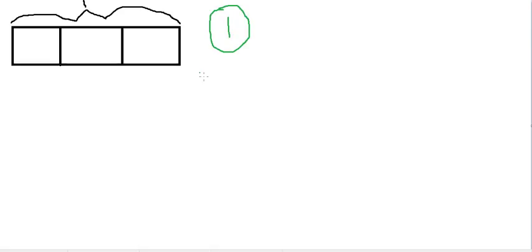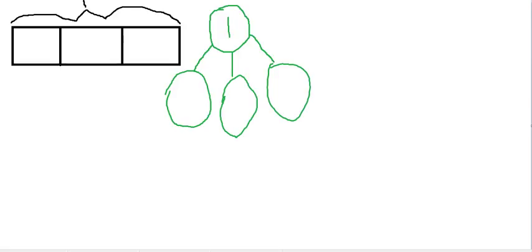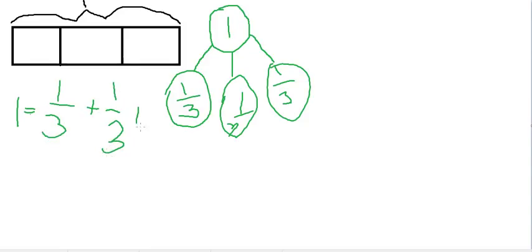How many parts would we have, boys and girls? 3. Right, because we have 3 parts of our tape diagram. And now we've talked about fractions before. What 3 parts are we going to put in here? We're going to do 1/3, 1/3, 1/3. Now, to make a number sentence, we're going to do 1 equals 1/3 plus 1/3 plus 1/3.